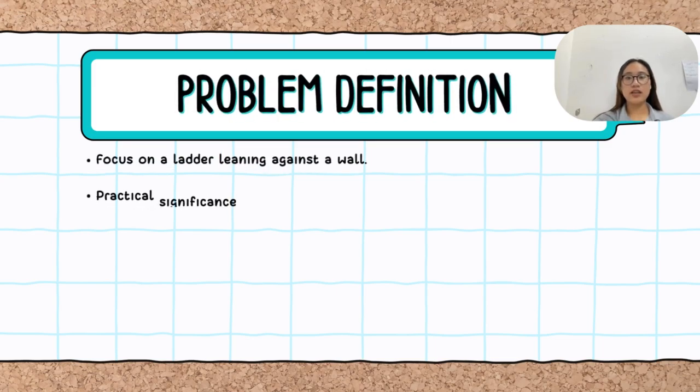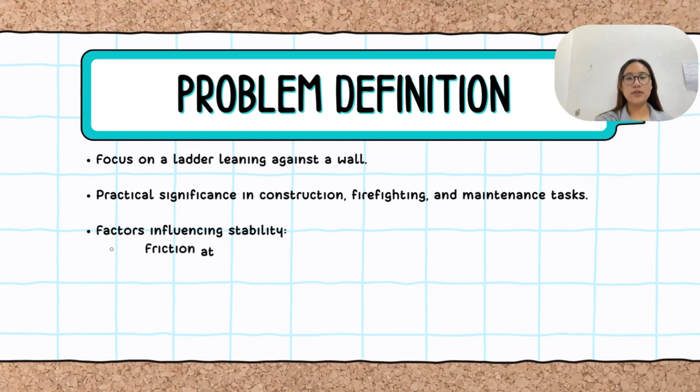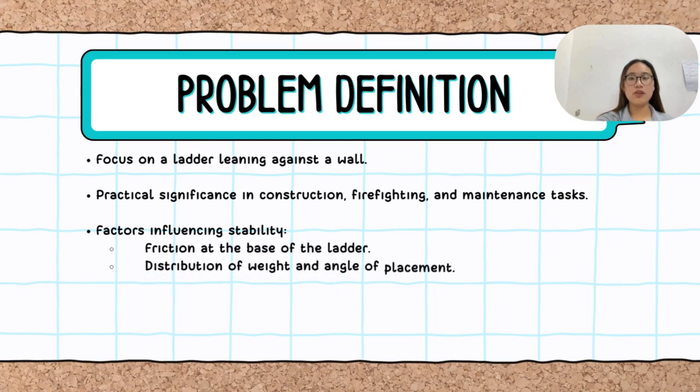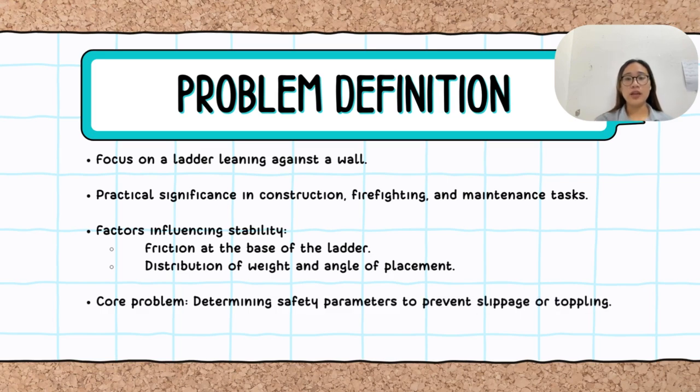The ladder scenario highlights the importance of ensuring stability to prevent it from sliding or falling when leaning against the wall. This is crucial in activities like construction, maintenance, and firefighting, where safety is a priority. Key factors affecting ladder stability include the angle of inclination, friction at the base, the weight of the ladder and the person, the height of the contact with the wall, and how forces are distributed. As a person moves on the ladder, the center of gravity shifts, influencing stability.